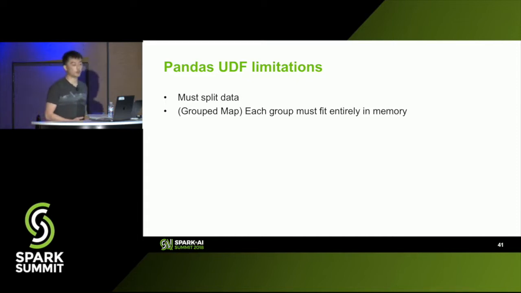Also, another limitation with the group map is that because we are invoking the UDF on the entire group, the group must be able to fit in memory. So this could become an issue if you have very large groups or you have highly skewed data, which also causes very large groups, in which case you must think about how you group the data more carefully to be able to fit in memory.